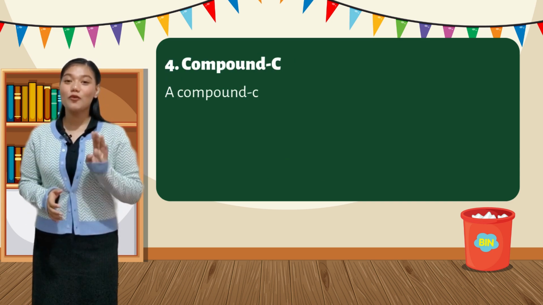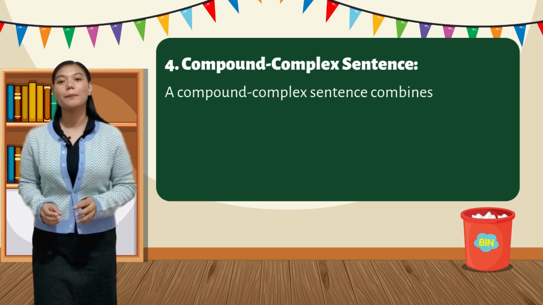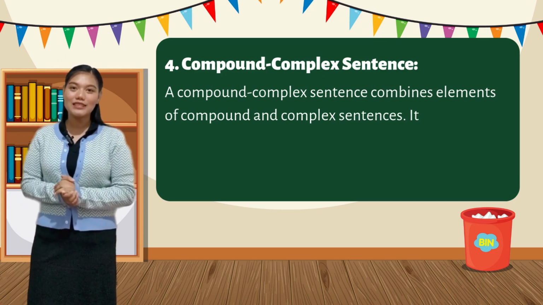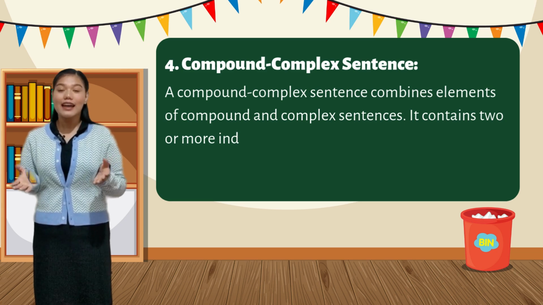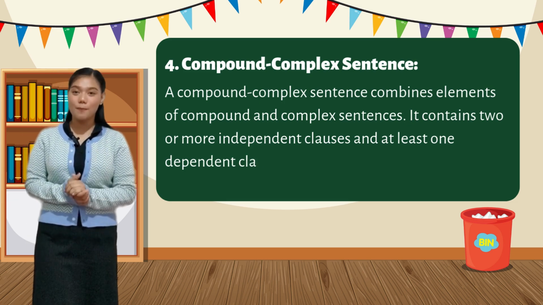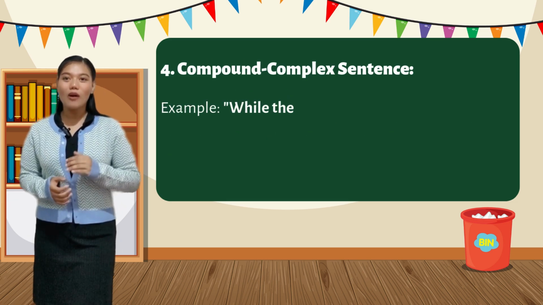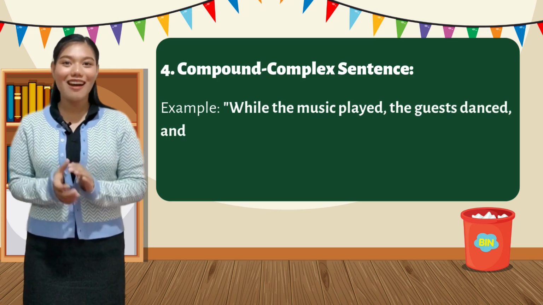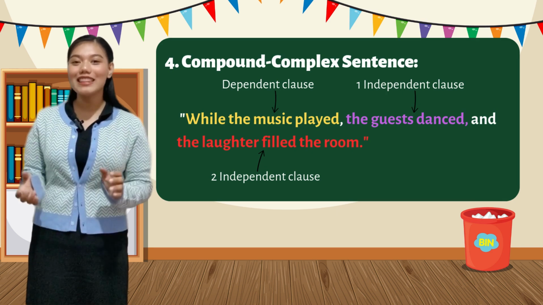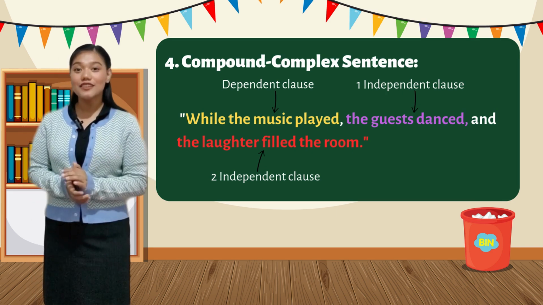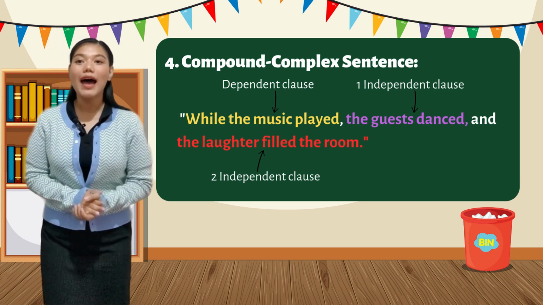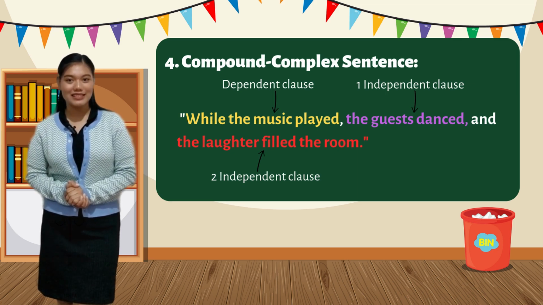Now let's proceed to the fourth one, which is the compound complex sentence. So a compound complex sentence combines elements of compound and complex. It contains two or more independent clauses and at least one dependent clause. For example, while the music played, the guests danced and the laughter filled the room. The first clause there is our dependent clause. And the second clause there is our first independent clause, and it's followed by the second independent clause.